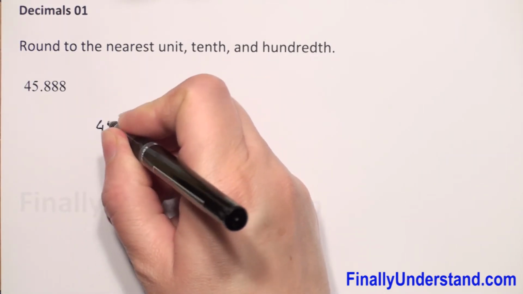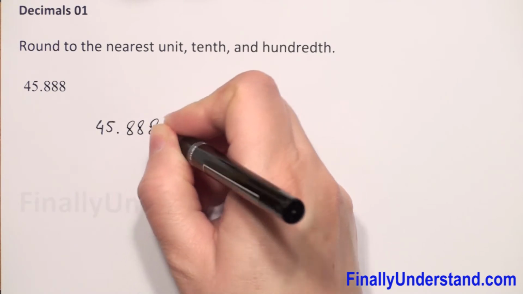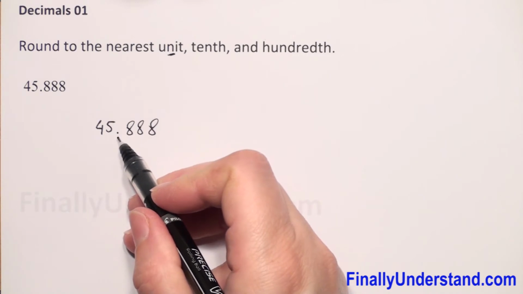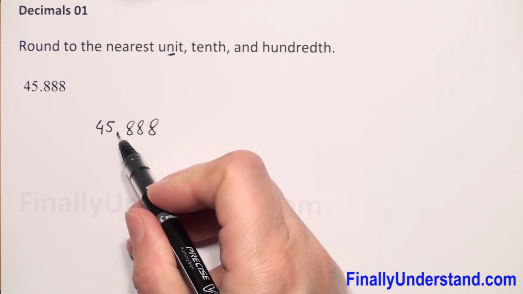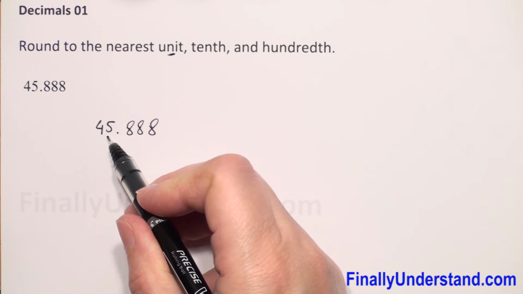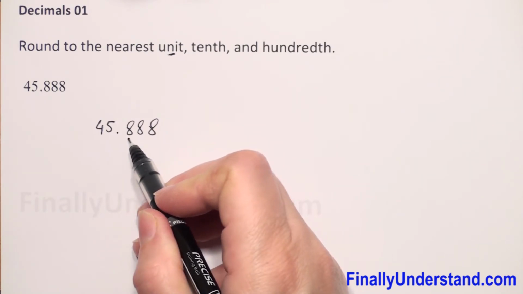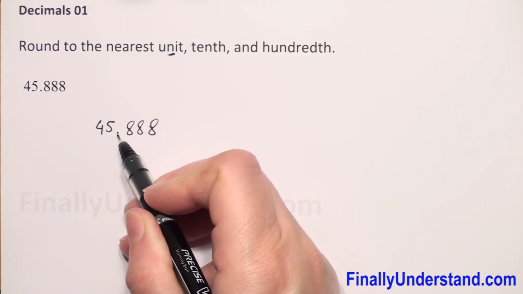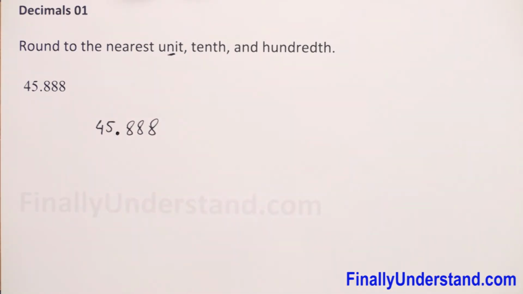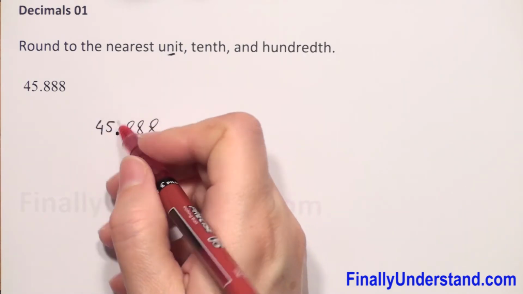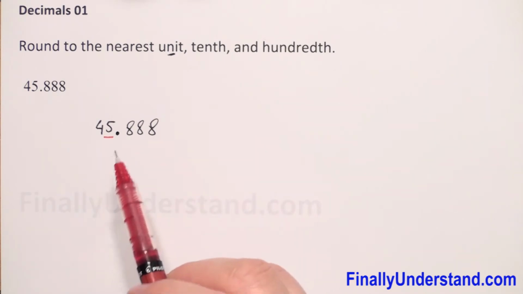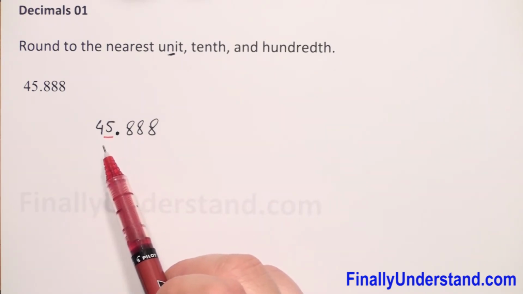We have 45.888. We have to round to the nearest unit. Like I said, the decimal point is always between the unit, or we can say ones, and tens. So this is the first digit to the left of the decimal point. We can underline our unit. We have 5 units, so this is the last digit we need to keep.